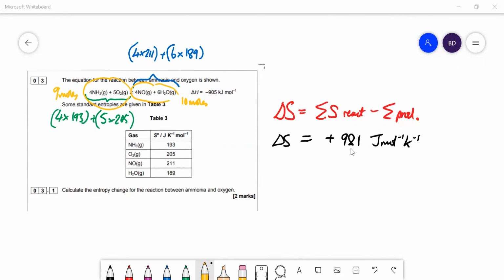We also need delta H, so I'm going to write delta H down there. They tell us it's an exothermic reaction, minus 905 kilojoules per mole. Now notice that's really important there. The delta H value is in kilojoules, whereas this one is just in joules. So we have to convert the delta S units a bit later on. Anyway, we'll talk about that in a minute.